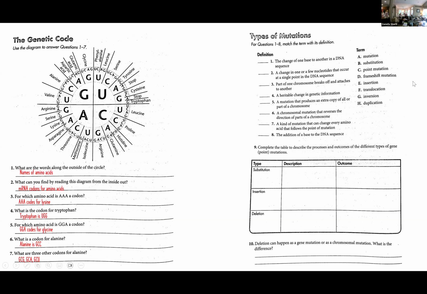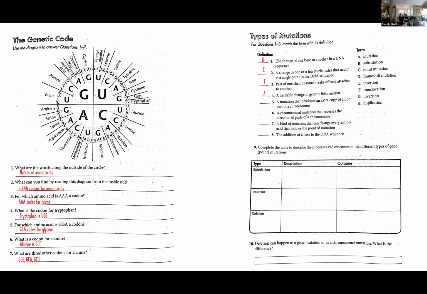All right, so let's look over here. The change of one base to another in a DNA sequence is a substitution. B, substitution. A change in one or a few nucleotides that occur at a single point in a DNA sequence is a C, point mutation. Part of one chromosome breaks off and attaches to another. Jordan. It's a translocation. F, a heritable change in genetic information. Caitlin? Mutation.